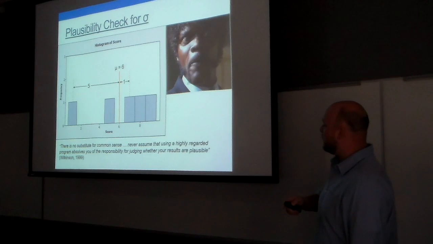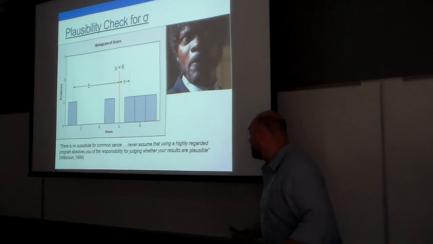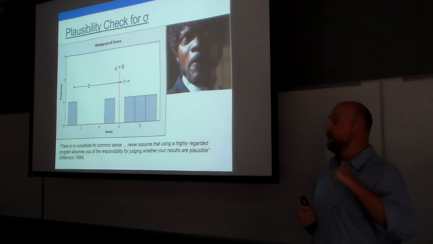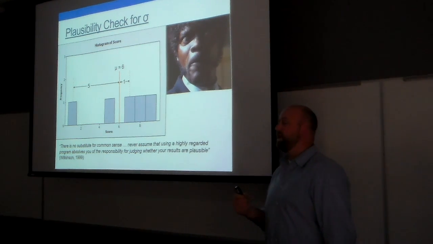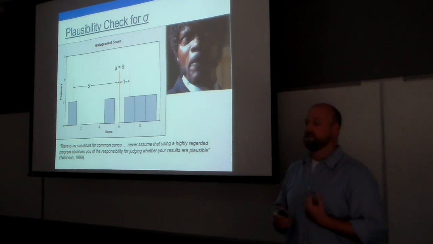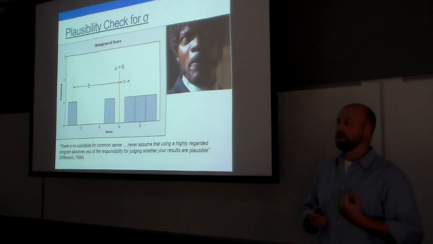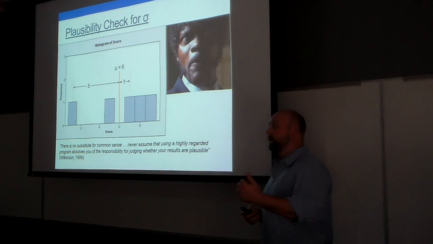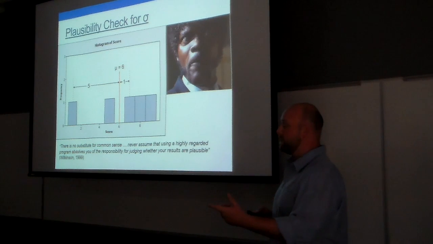Again, going back to this Wilkinson article, so we're getting side-eye right here, right? No substitute for common sense. Never assume that using a highly regarded program absolves your responsibility of determining whether your results are plausible, right? People love online calculators. I'm going to throw this into an online calculator. I got an effect size of 300, right? So I'm just going to report that. That doesn't make any sense. Either you screwed something up or whoever put together the online calculator doesn't know what they're doing, right?